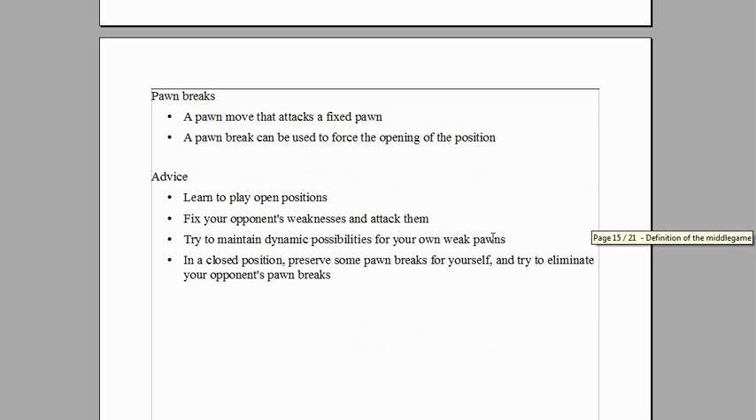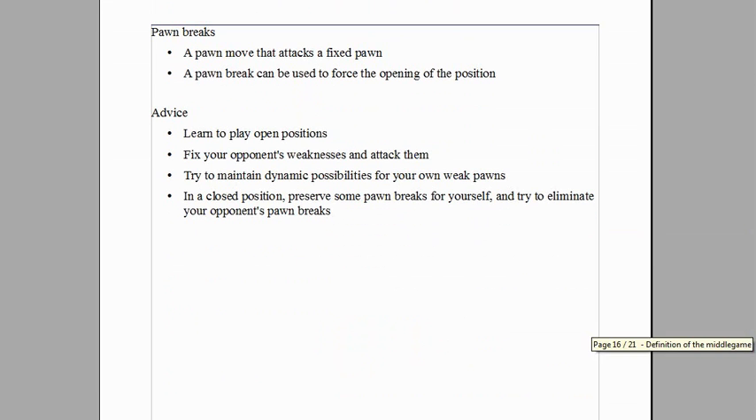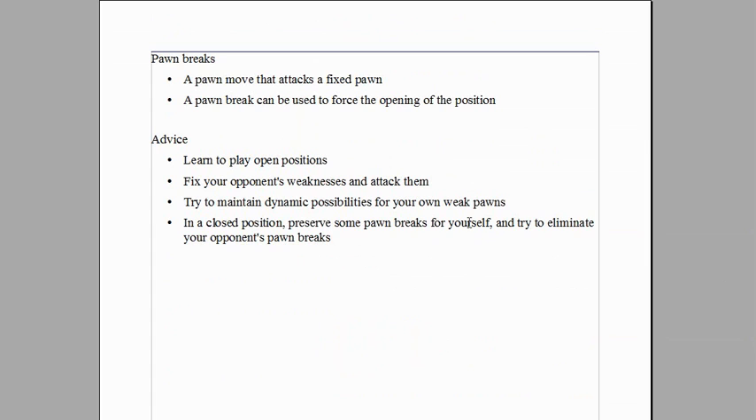Last topic here I wanted to get into is pawn breaks. So when you have a closed position, it is going to open up at some point, and the way it opens up is often with a pawn break. So what is a pawn break? A pawn break is a pawn move that attacks a pawn which is fixed. So if there's a pawn that's fixed, can't move forward, and you attack it with another pawn, then that opens up the possibility of an exchange. And in fact, if you're determined on exchanging, there's no way your opponent can prevent it.